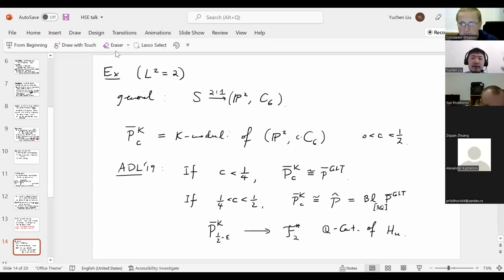So you have a very similar picture, but it's just much simpler. You just do one blow up and then a small contraction that resolves the barrier.